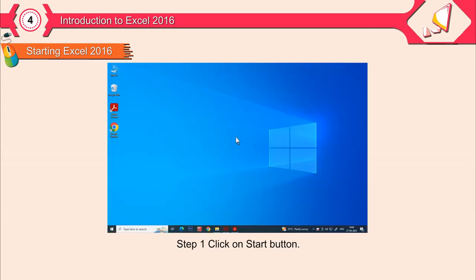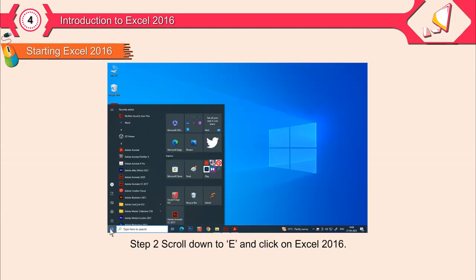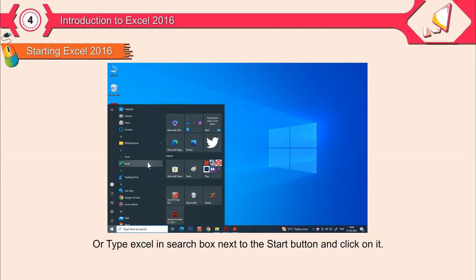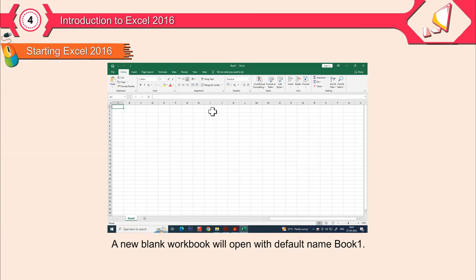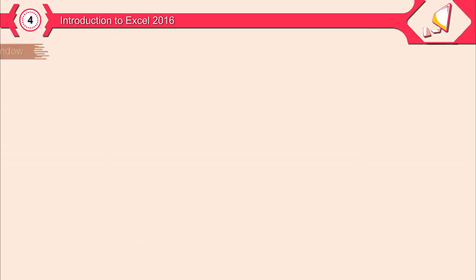Starting Excel 2016. To start Excel 2016, follow these steps. Step 1. Click on the Start button. Step 2. Scroll down to E and click on Excel 2016, or type Excel in the search box next to the Start button and click on it. The Excel 2016 window appears. Click on the blank workbook. A new blank workbook will open with the default name Book 1.